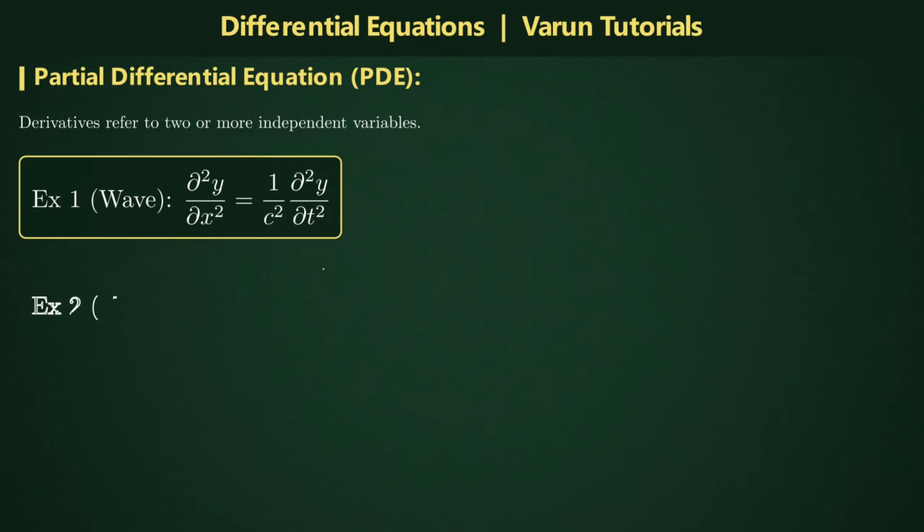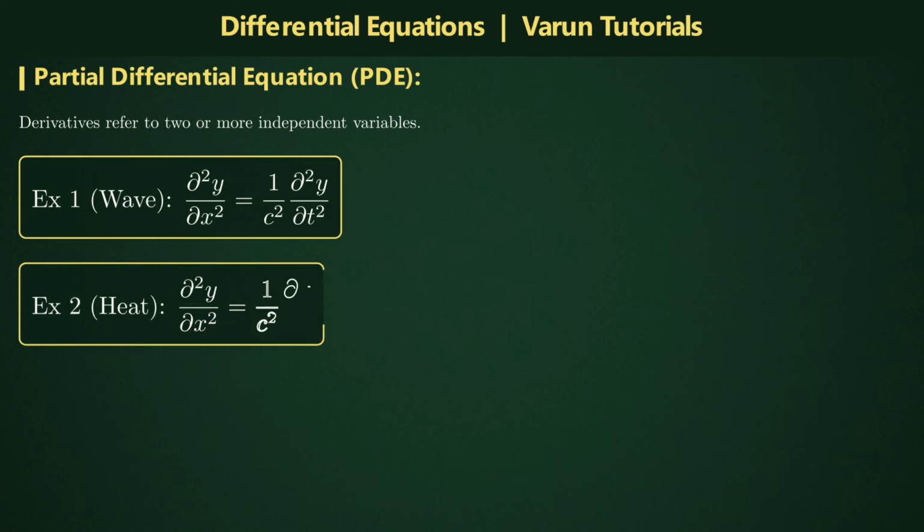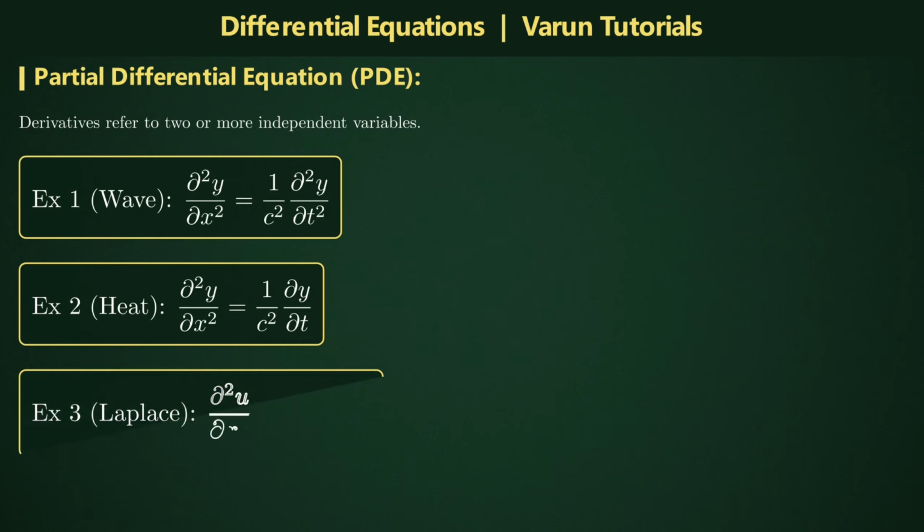Another example is the one-dimensional heat equation, where the second partial derivative of y with respect to x equals 1 over c squared times the partial derivative of y with respect to t. And we also have the two-dimensional Laplace's equation, where the sum of the second partial derivatives of u with respect to x and y equals 0. In this course, we will focus exclusively on ordinary differential equations.